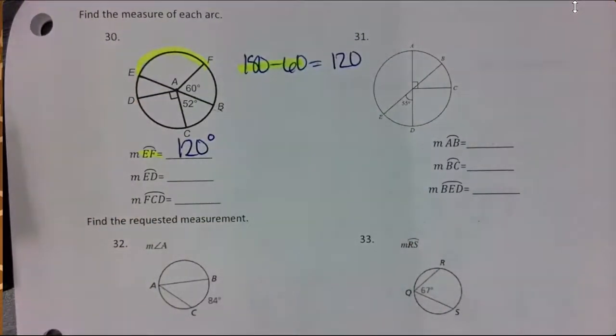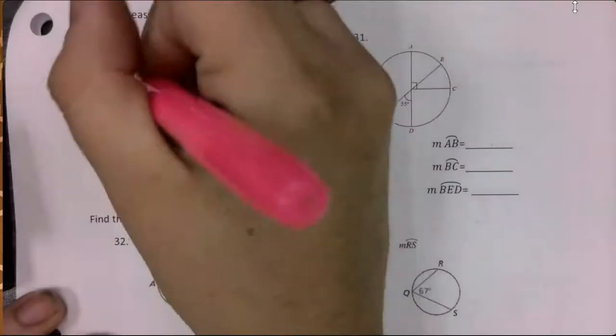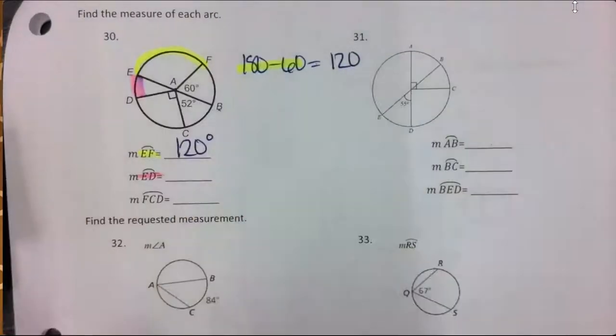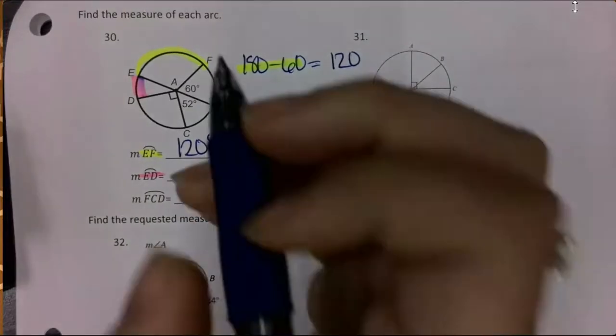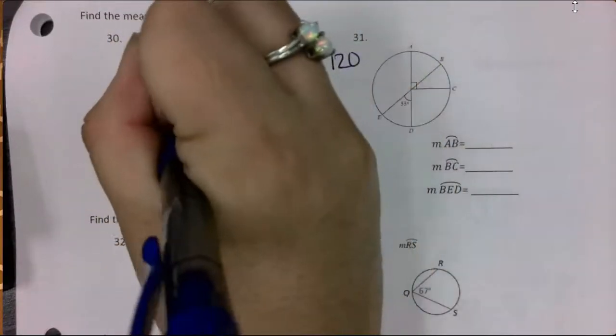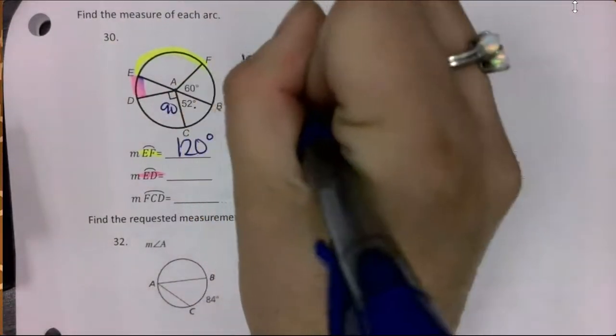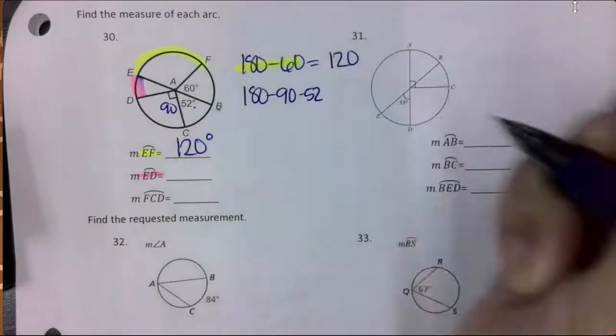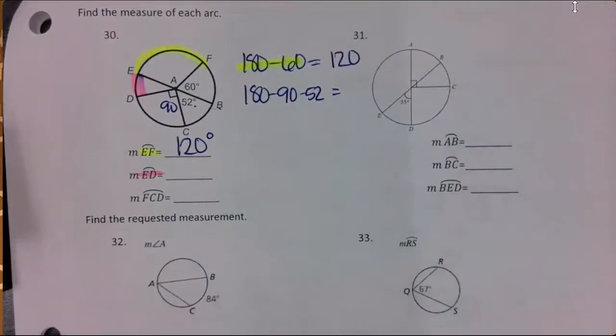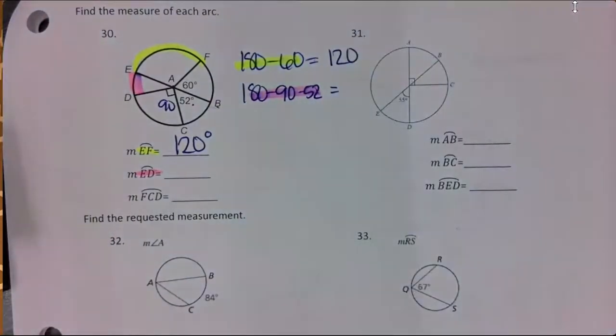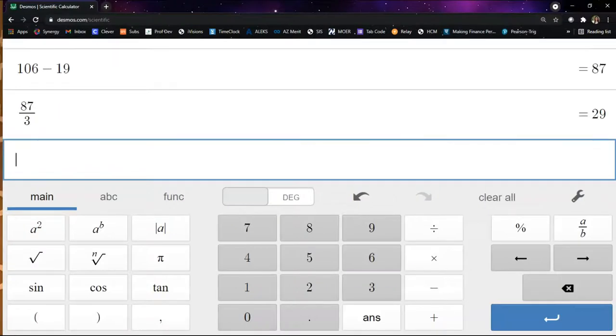The next angle I need to find is ED. So this one right here. To find that, I have, this is 52, this square means 90, and then this pink part is going to make 180. So I'm going to do 180 minus 90 minus 52 to get the measure for ED. So I am going to type that into Desmos. I have 180 minus 90 minus 52, which gets us 38.